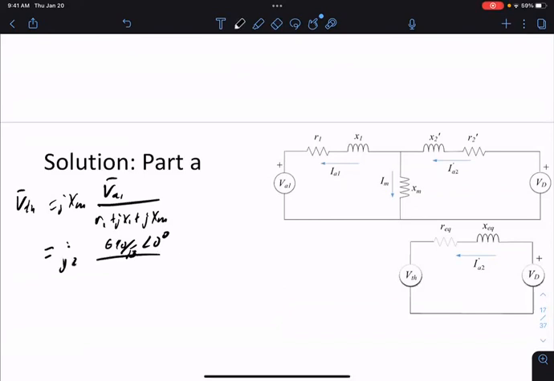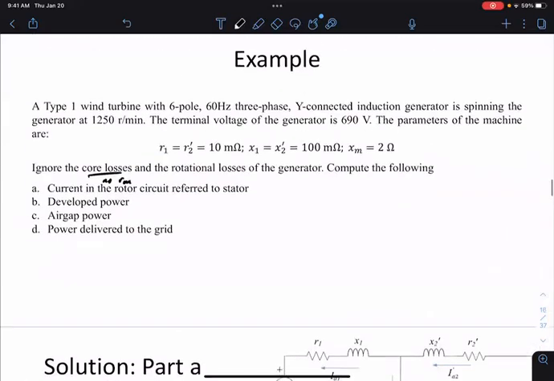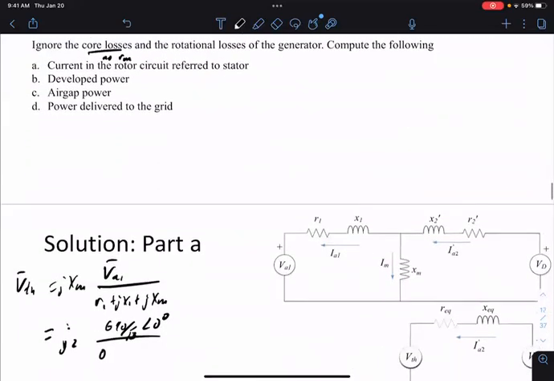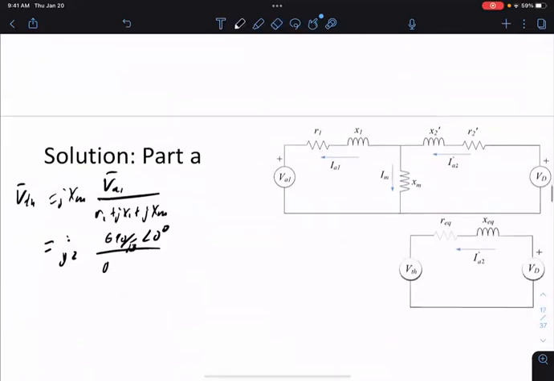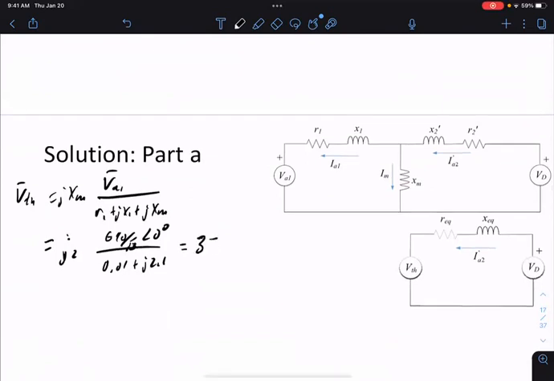The natural reference for angle is the grid angle. So what are the numbers? 10 milliohms, 100 milliohms, and 2 ohms. So this is 0.01 plus j2.1. So the Thevenin equivalent voltage is 79 angle 0.27 volts, just what you get by putting all these numbers into it.